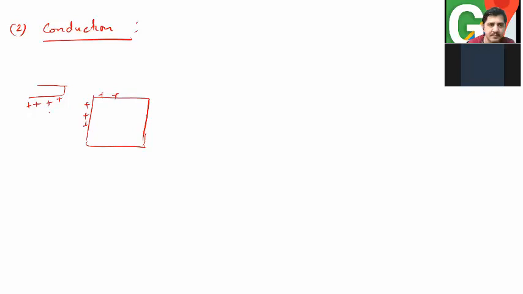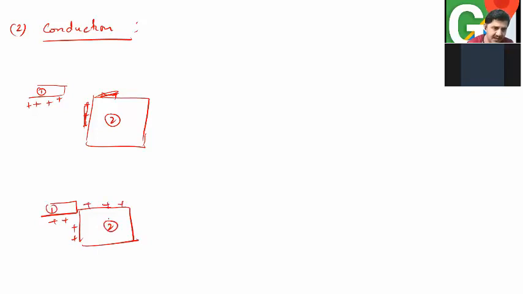What happens to this object? Which one? The first one. The first one is a positively charged object. Then the second one is a neutral object. When I touch them with each other and keep them in contact, the second will become positively charged. What happens to the first object? Will it lose all the positive charges to it?